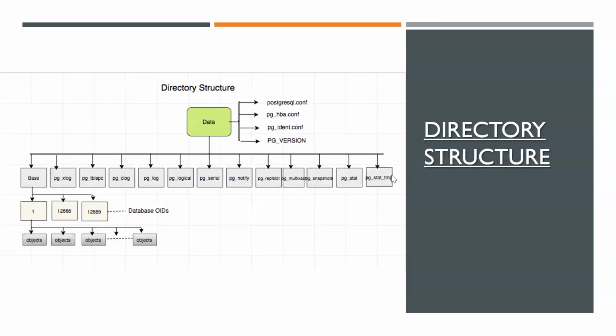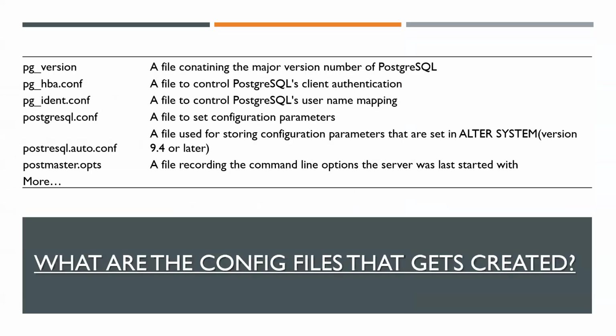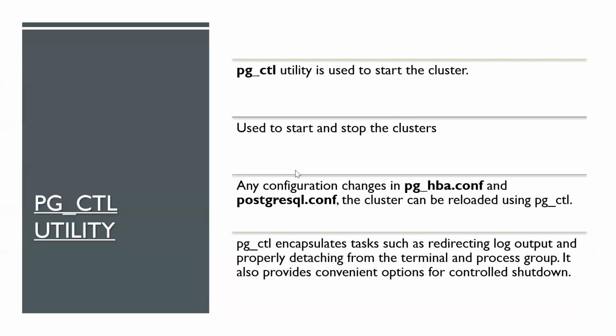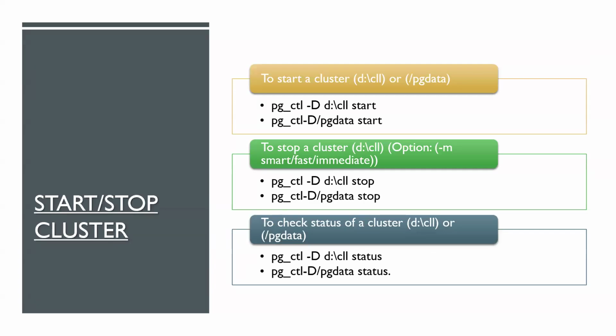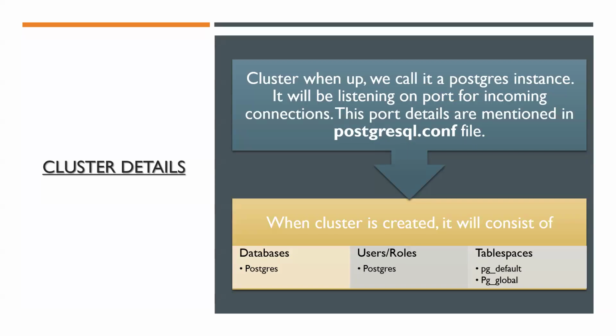These are the default directories available under every cluster, whatever cluster you create. Once you create the cluster, make sure that you change the port number. Once you change the port number, you need to start the cluster using the pg_ctl utility. Then we connected using pgAdmin 4. That's what we did yesterday, correct? Yes or no? Agree, everyone?